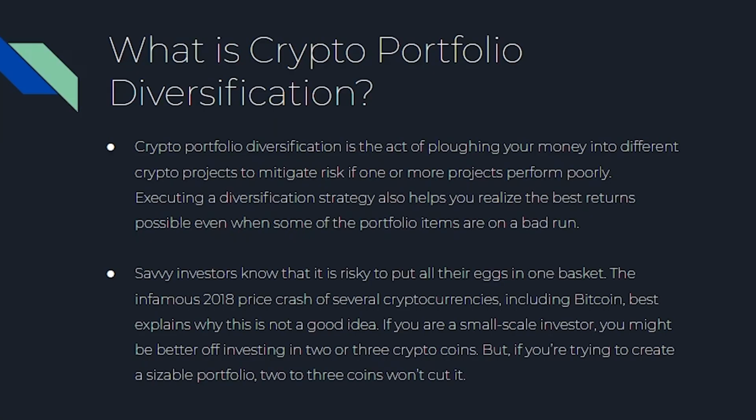So all the savvy investors know that it's risky to put all of your eggs in one basket, and I do have a brief example here, the infamous 2018 price crash of several cryptocurrencies, including Bitcoin, best explains why it's not a good idea. If you're a small scale investor, you might be better off investing in 2 or 3 crypto coins. But if you're trying to create a sizable portfolio, 2 or 3 coins are not going to cut it. So how do you get started in diversifying?